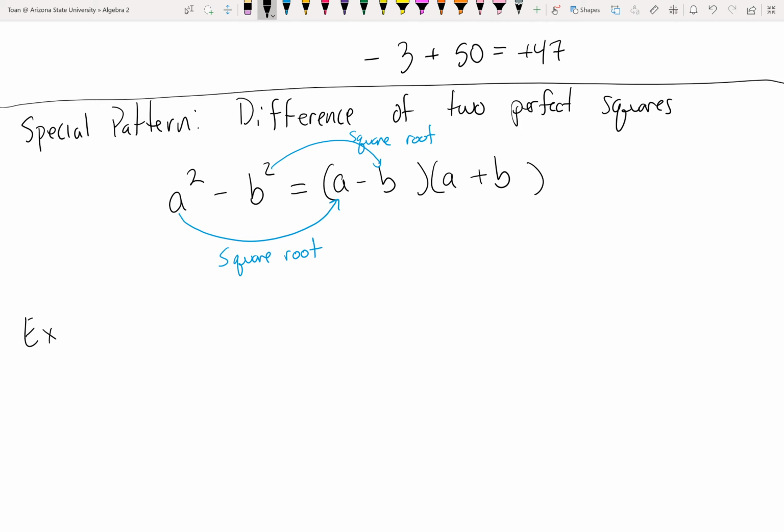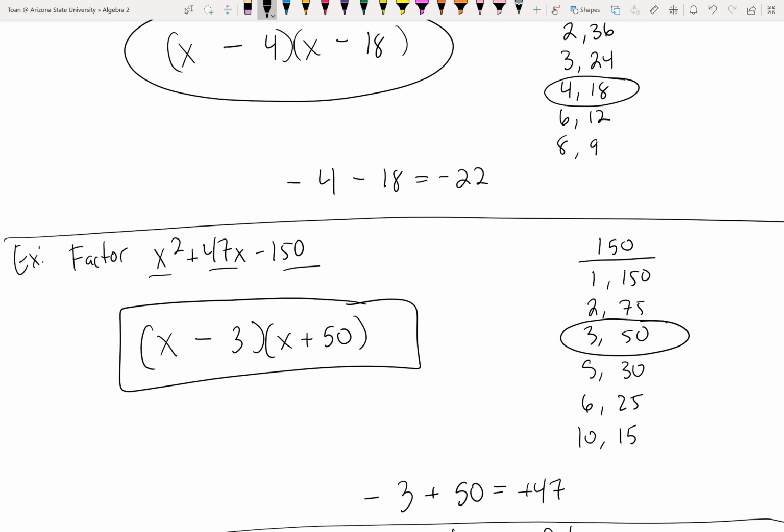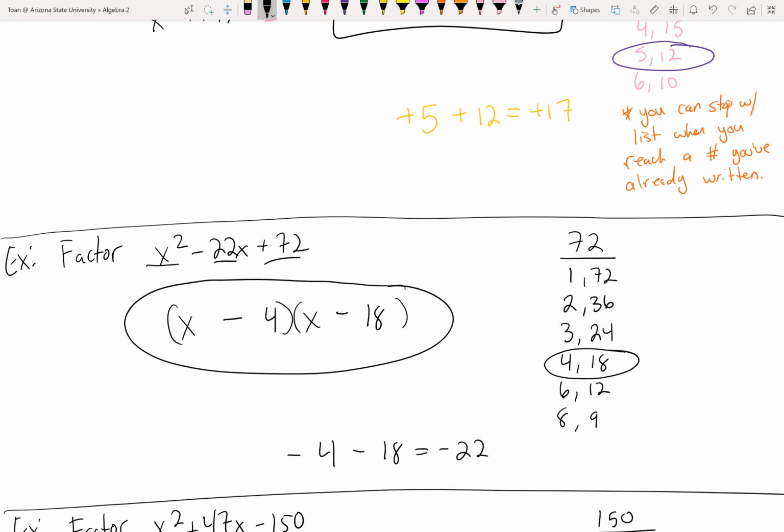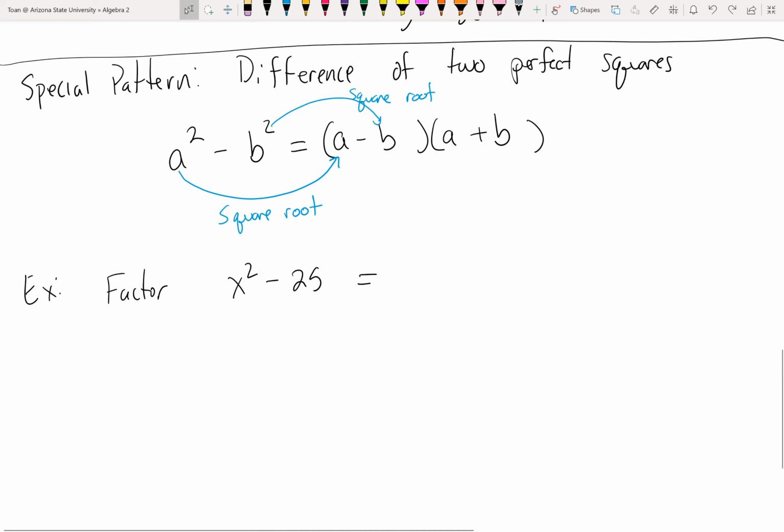So if I give you something like this, factor x squared minus 25, that looks really weird. Oh, it's only two pieces. All the other examples have always been three pieces. So if I ask you to factor and it's only two pieces, you think of the special factoring pattern. Is this a perfect square? Yes. Is this a perfect square? Yes. So then it should factorize into the above pattern.